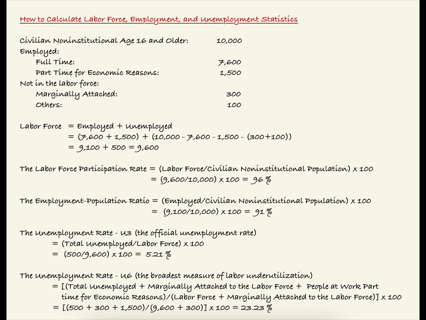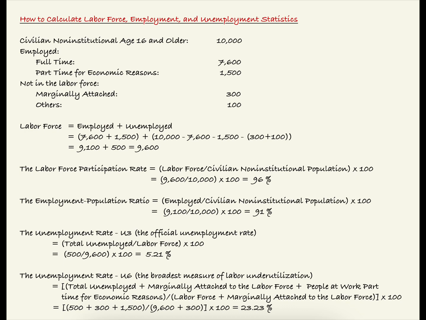Next, let's take a look at the labor force participation rate, which can be found by dividing the labor force by the civilian non-institutional population and multiplying that value by 100. Remember that our labor force, as we calculated above, is 9,600, and our civilian non-institutional population is 10,000. So 9,600 divided by 10,000 altogether multiplied by 100 equals 96%.